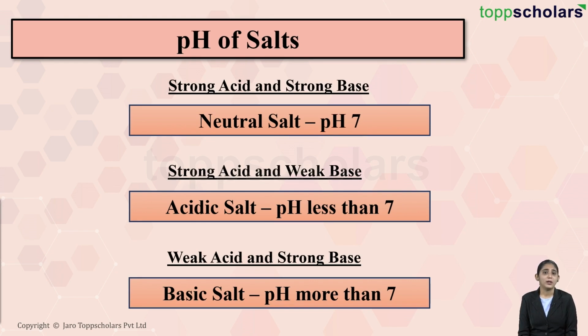Neutral salt is formed by the reaction between strong acid and strong base. Acidic salt is formed by the reaction between strong acid and weak base. Basic salt is formed by the reaction between weak acid and strong base. Can you tell me what is the pH of neutral salt? 7. Acidic salt less than 7. And what about basic salt? More than 7. Very good.